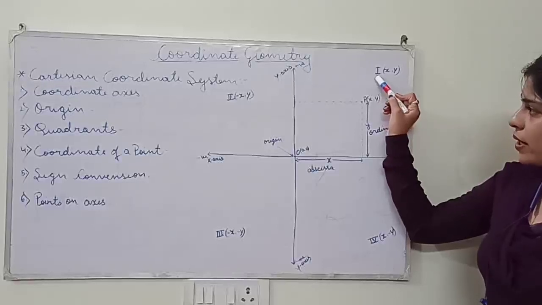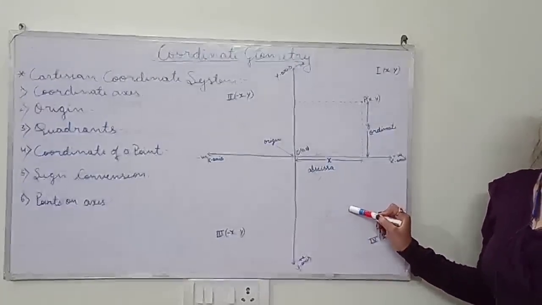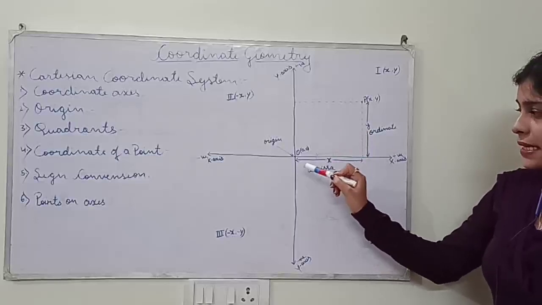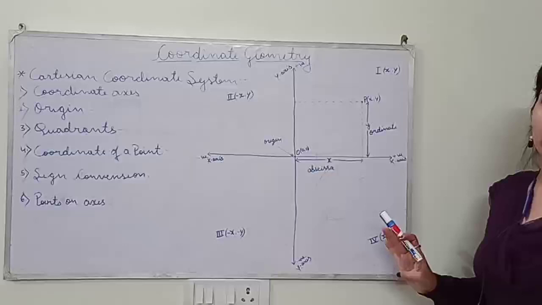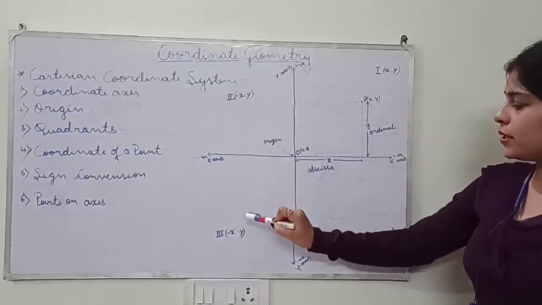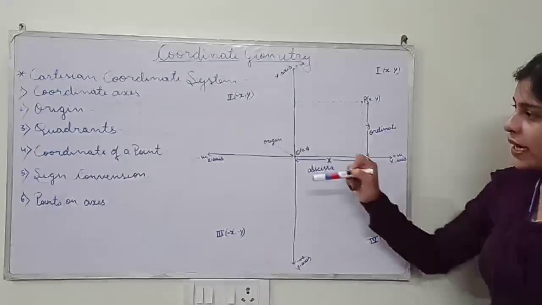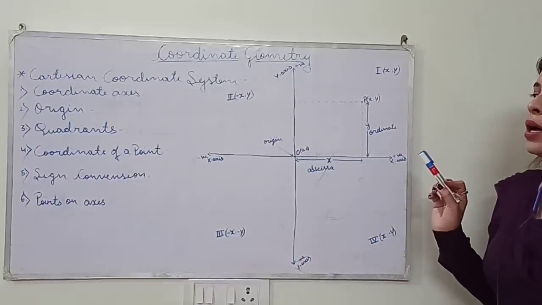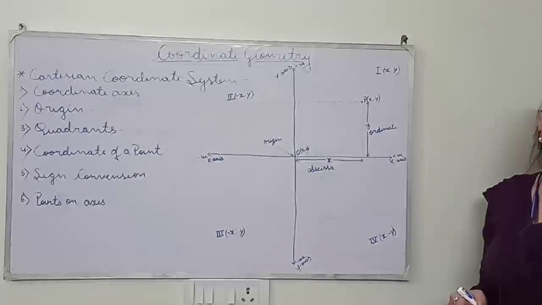This is the first quadrant, this will be the second quadrant, here comes the third quadrant, and this one is the fourth quadrant. The y-axis and x-axis divide the Cartesian plane into four equal parts, which are known as quadrants: first quadrant, second quadrant, third quadrant, and fourth quadrant. Now, after understanding coordinate axes, origin, and quadrants, let us come to the fourth point, which is the coordinate of a point.